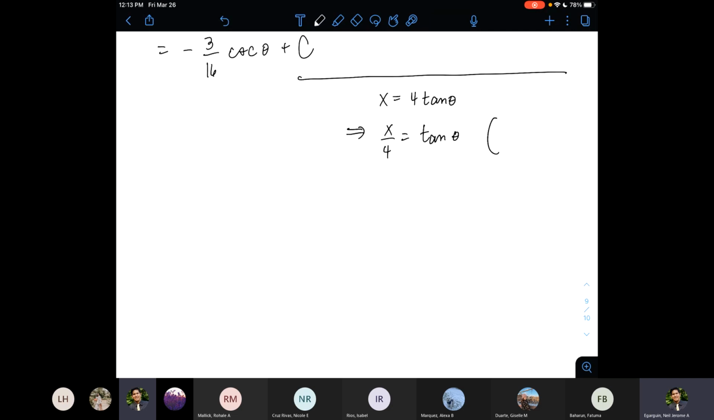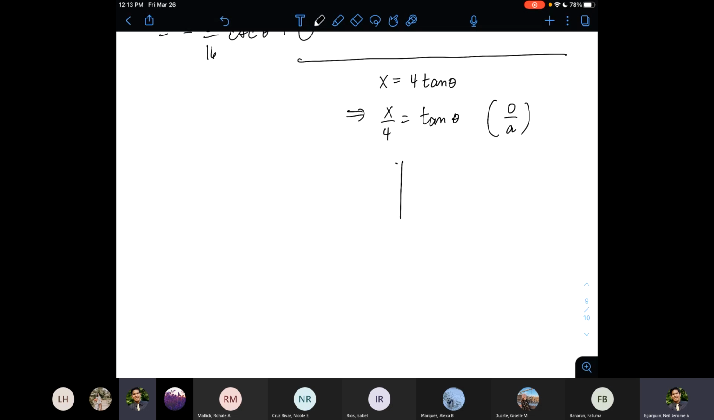Recalling SOHCAHTOA from high school, tangent is opposite over adjacent. So if you draw a triangle, let's assume that the right angle is here, then theta is here, then opposite theta should be x units. So opposite theta, so this is x units. And then adjacent to theta should be 4 units. And the hypotenuse using the Pythagorean theorem is square root of x squared plus 16.